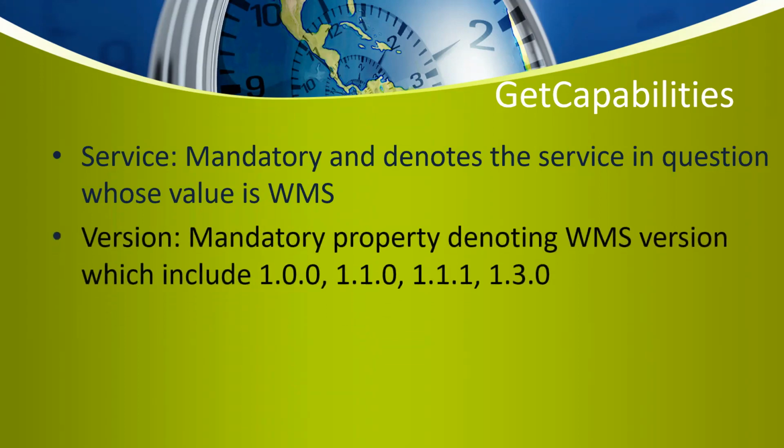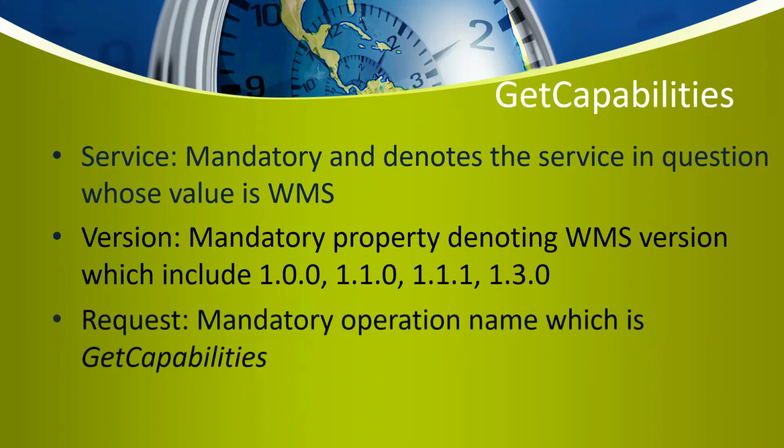Then we have the version. Currently the GeoServer that we installed supports the WMS versions 1 all the way up to 1.3.0. The version is also mandatory. You must specify the version of the WMS in your request. Then we also have the request operation. The request operation is also mandatory. In this case, the request is the get capabilities. That is the type of request that we are doing.